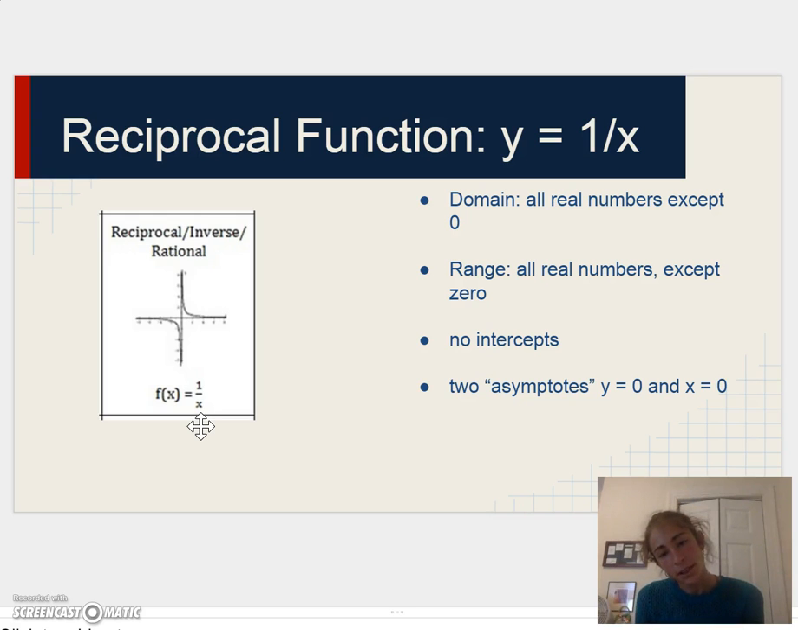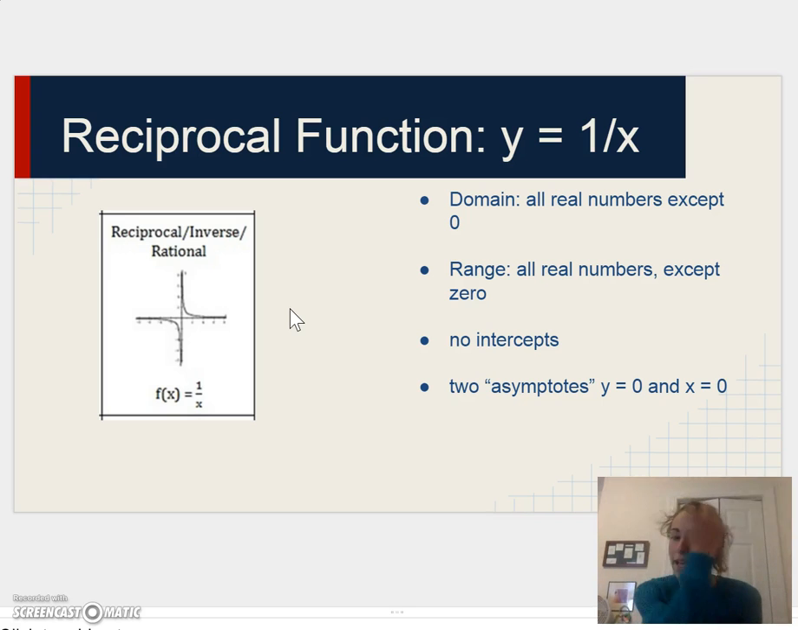So the domain is all real numbers except 0. The range is also all real numbers except 0. Since we can't plug in 0, there's not going to be a y-intercept. Since we can't get 0 for y, there's not going to be an x-intercept. So this graph has no intercepts.